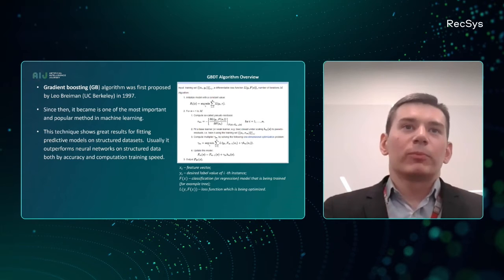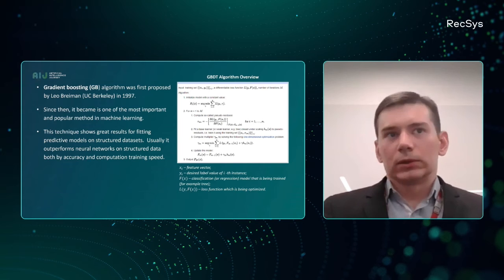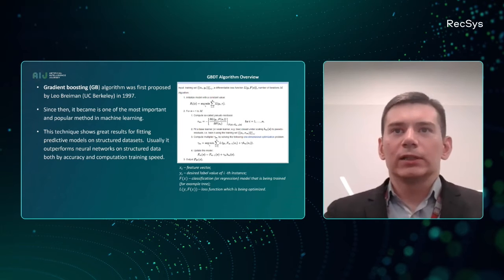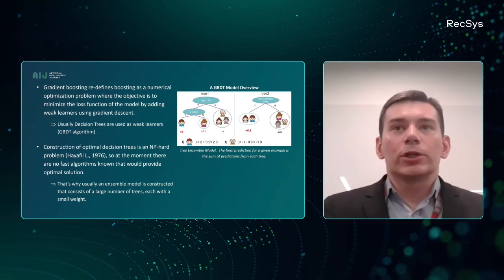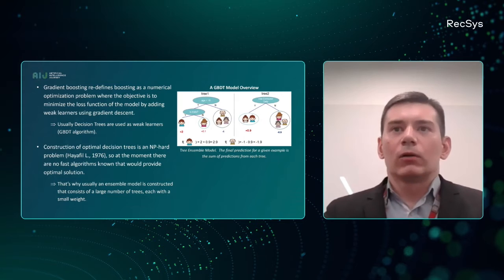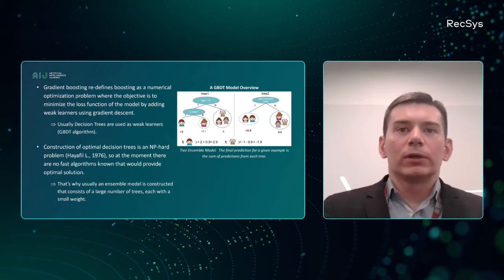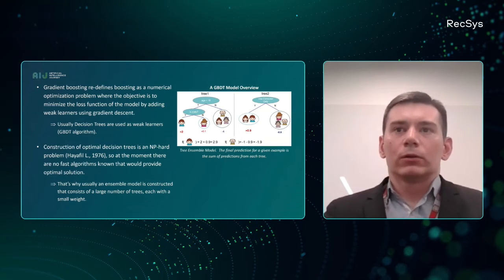Gradient boosting was already mentioned today. It's a very popular machine learning algorithm, proposed in 1997, very good for analyzing structured data and even overtaking neural nets in terms of speed of learning. The idea is quite simple. This is an ensemble method which is learned through adding weaker models, and as a rule, decision trees are used as weak learners, CBT algorithms.